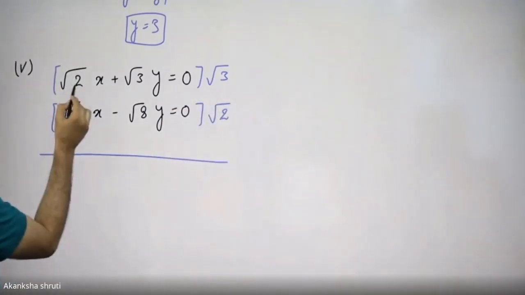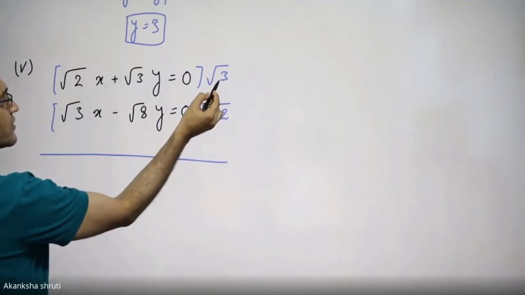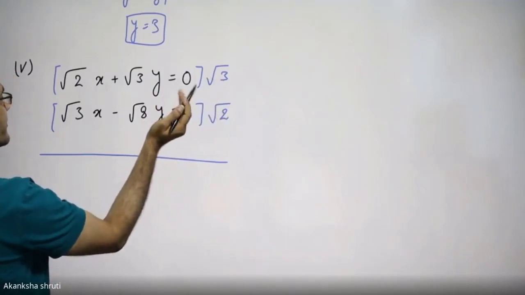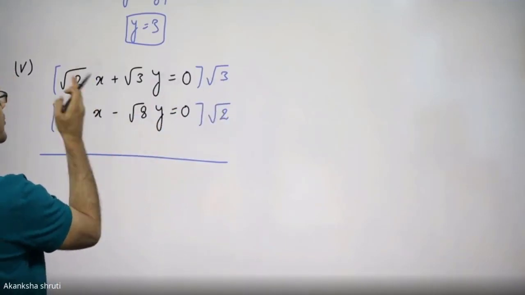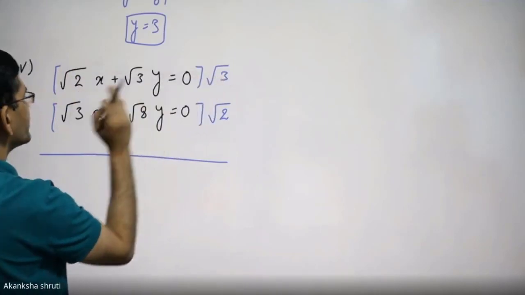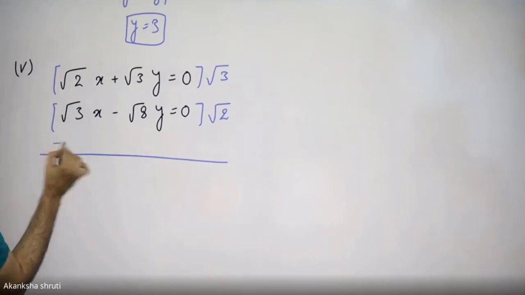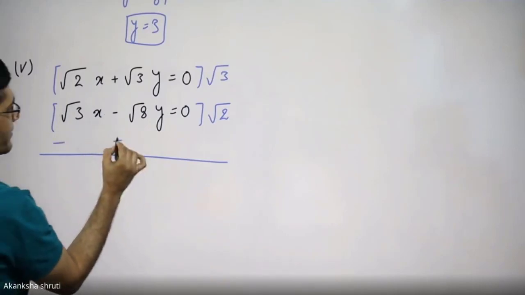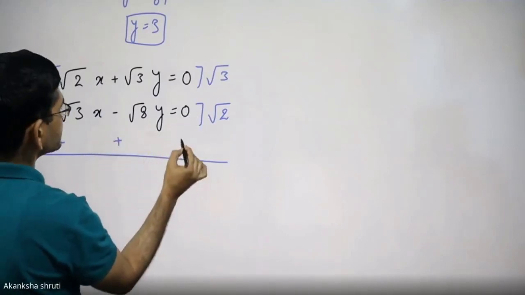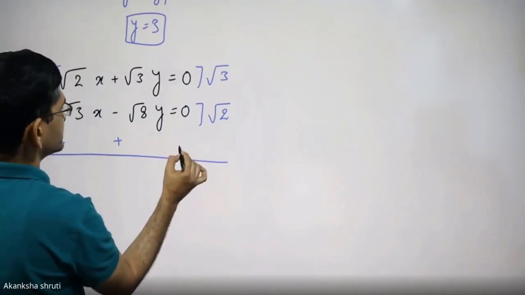So root 3 into root 2 becomes root 6, or root 2 into root 3 becomes root 6. They have the same sign, so go for changing their sign. It become minus, it become plus, it become minus.